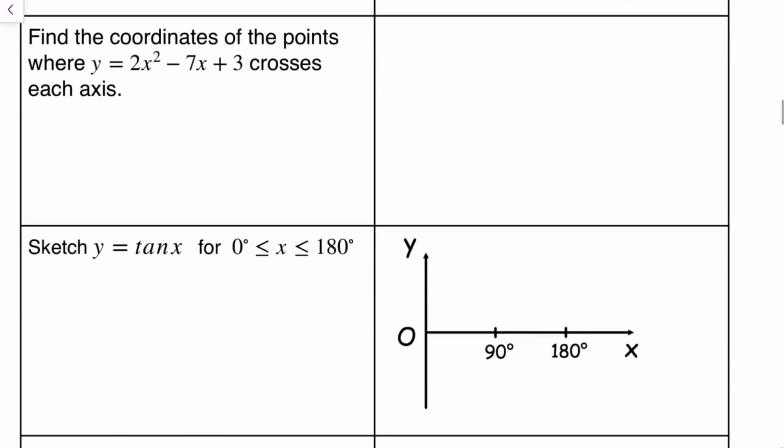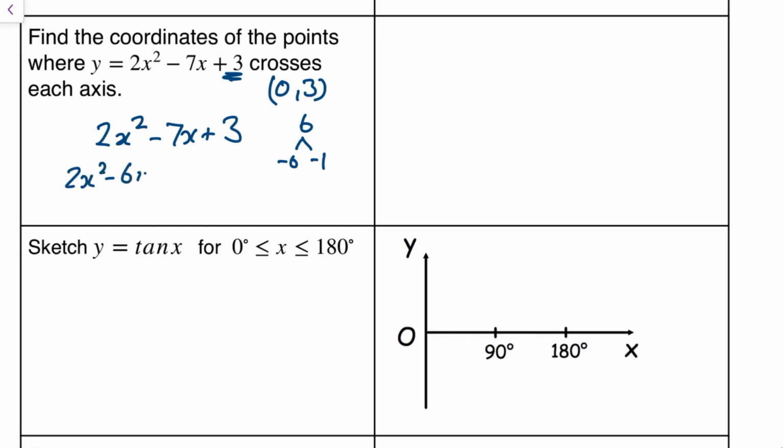Find the coordinates of the points where y equals 2x squared minus 7x plus 3 crosses each axis. Each axis means the x-axis and the y-axis. The easiest one is the 3, so it's going to cross at 0, 3. The other one I'm going to have to factorise or solve: 2x squared minus 7x plus 3. Let's do the long method. 2 times 3 is 6, and 6 is the same as minus 6 times minus 1. So I can say this is 2x squared minus 6x minus x plus 3.